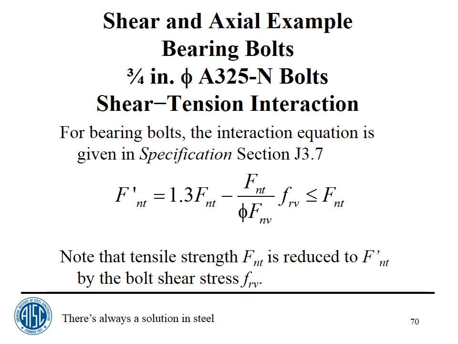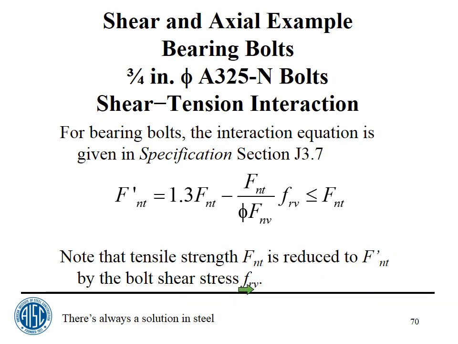For bearing bolts, the interaction equation is given in specification section J3.7 by the formula that you see here. F prime sub nt equals 1.3 F sub nt minus F sub nt divided by phi F sub nv times f sub rv, equal to or less than F sub nt. That last part is simply saying that no matter what you calculate here, it can't be bigger than that. F sub nt is reduced to F prime sub nt by the bolt shear stress.